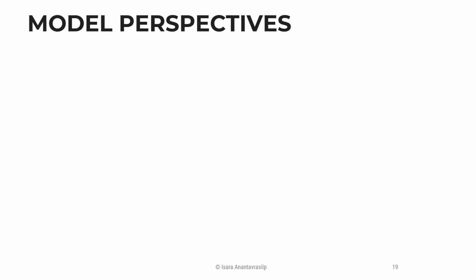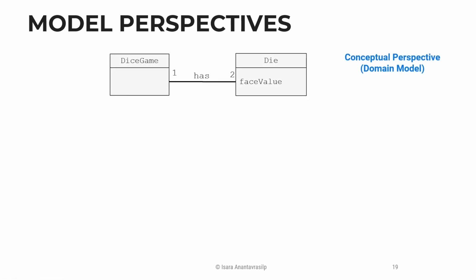Now, let's see how things fit together. First, we have a conceptual perspective model, or domain model. It's quite simple. Just say, one dice game has two dice, and each die has a face value. Quite simple, doesn't explain much.